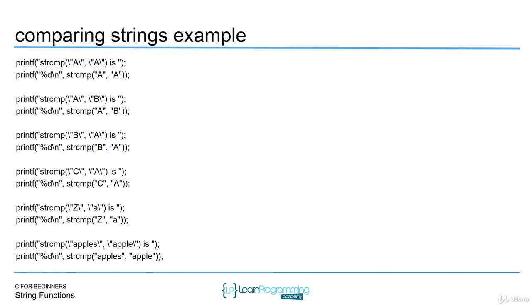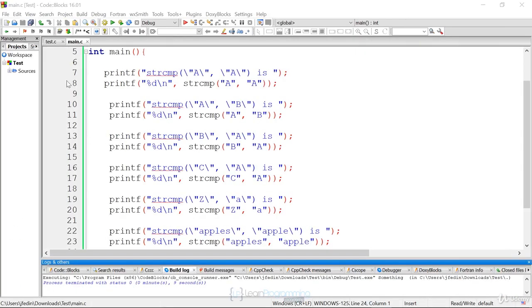Let's put this into code blocks and run it. Here we're doing a bunch of strcmp comparisons, and we're going to show what the values are, whether they're less than or greater than, because it's not very clear. So let's take this and look at it in code blocks. Okay, so here's our example.